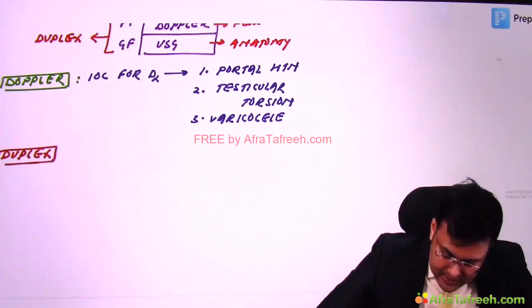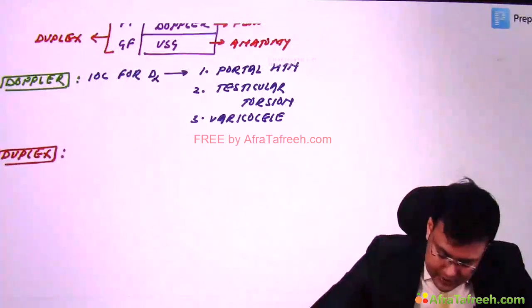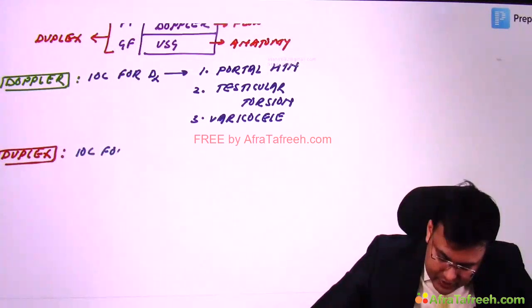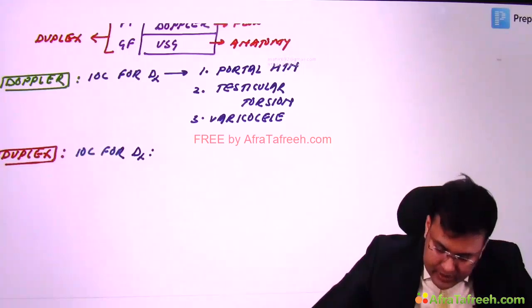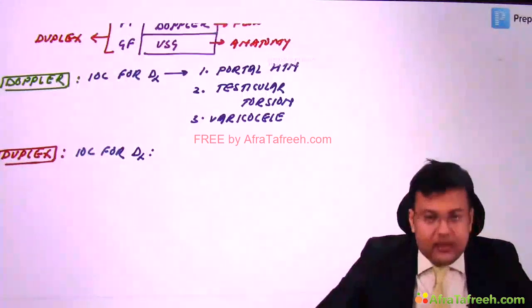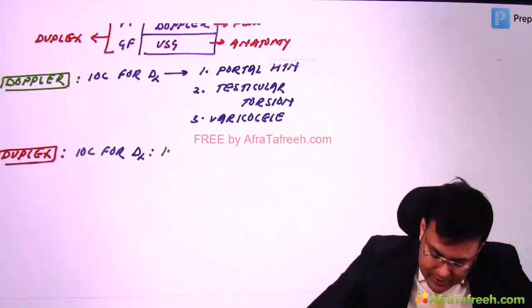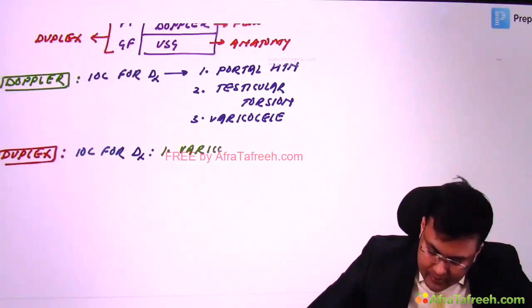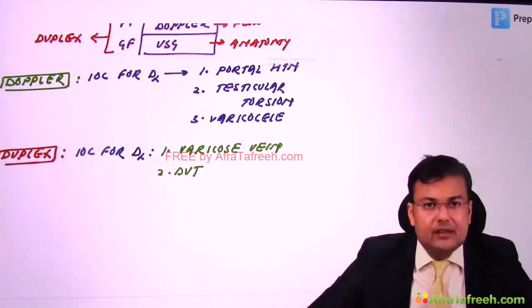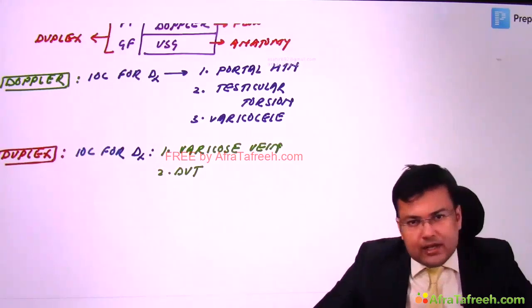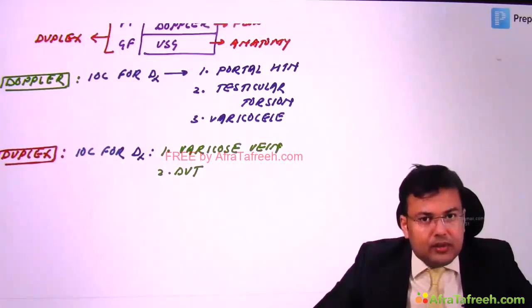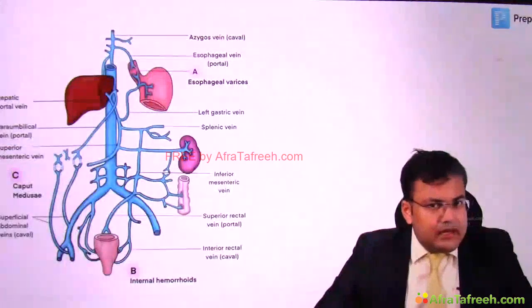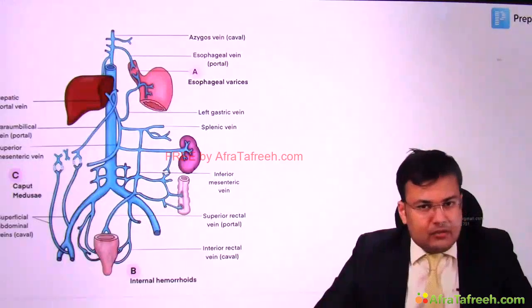And duplex is the investigation of choice for diagnosis of, we discussed, very important, varicose vein and deep venous thrombosis, DVT. Clear? So the investigation of choice for diagnosis of portal hypertension is what? Doppler. Questions are asked related to portosystemic anastomotic sites.